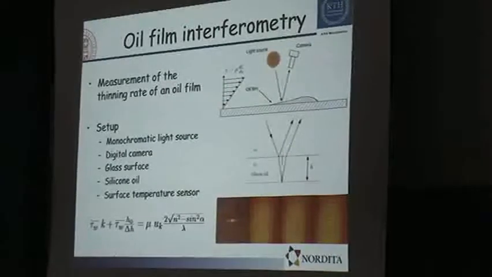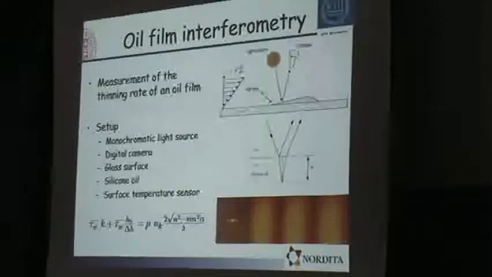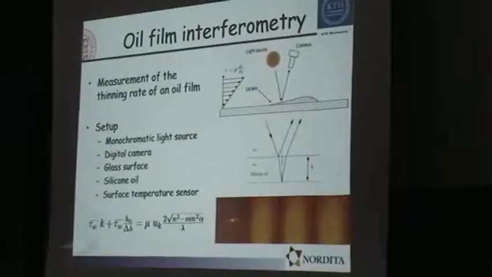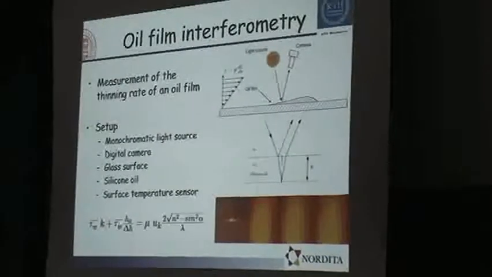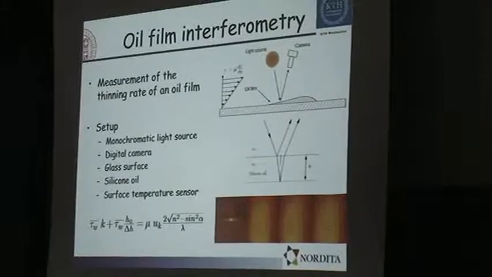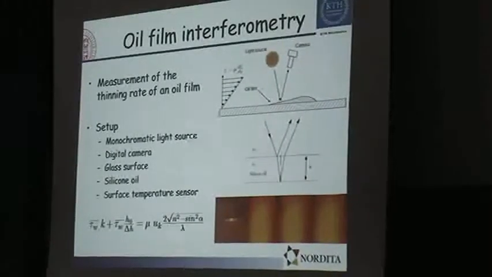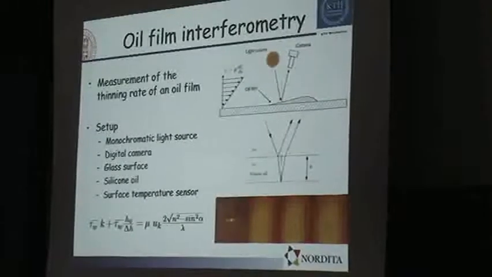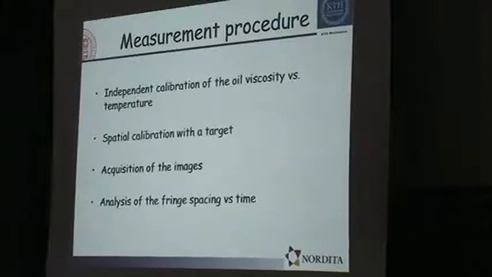You can develop this equation where basically you relate the thickness or the thinning rate, actually the velocity of the fringes, directly to the wall shear stress. This is one of the direct techniques which is actually very accurate and works quite well. The setup is fairly simple and inexpensive, but there are a few things that you have to be careful about when you are using it.